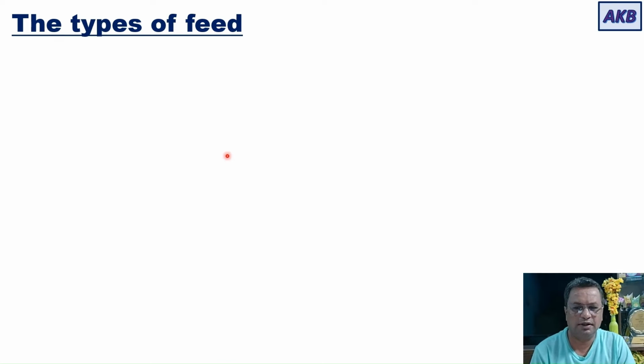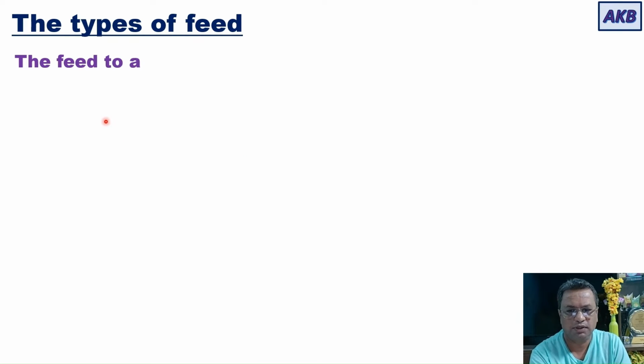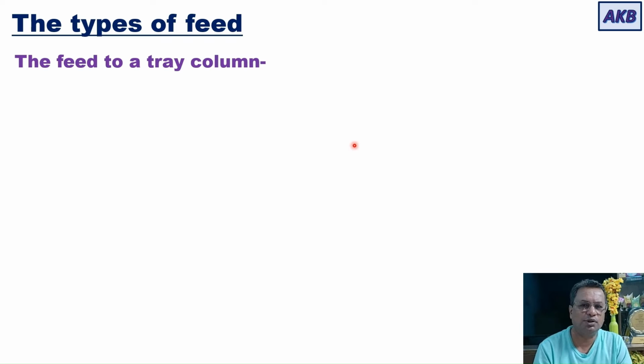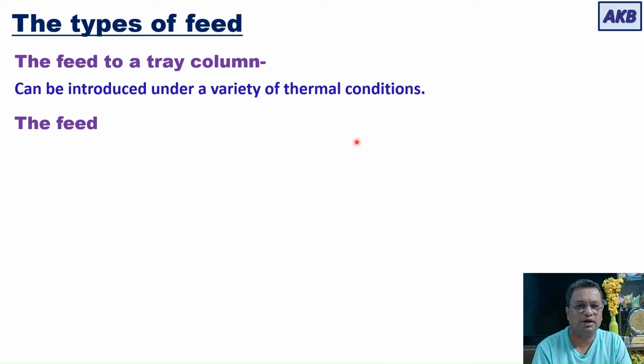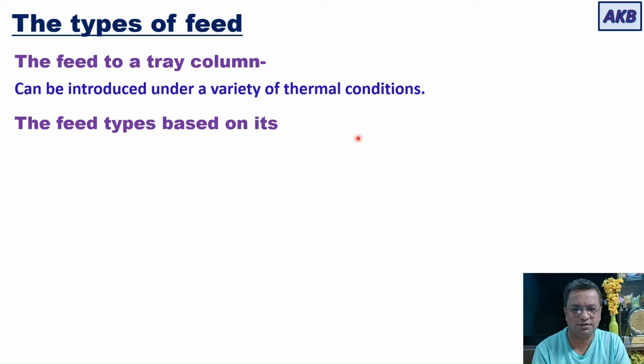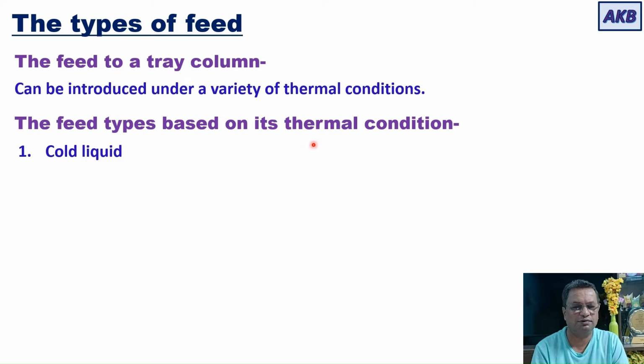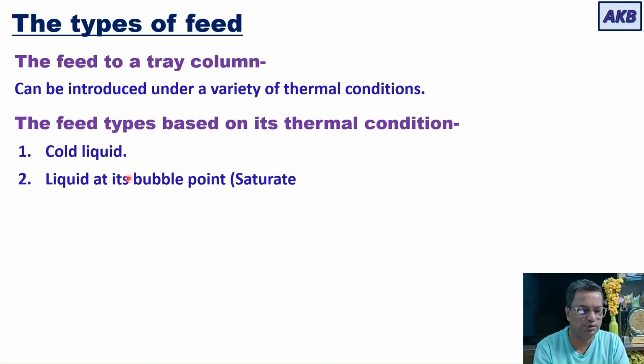Then let us know about the types of feed to a typical tray column. The feed to a typical tray column is admitted under a variety of thermal conditions, and based on its thermal condition, you have different types of feed. So based on thermal conditions, you have 5 different types. First is cold liquid. Then you have liquid at its bubble point, that is saturated liquid.